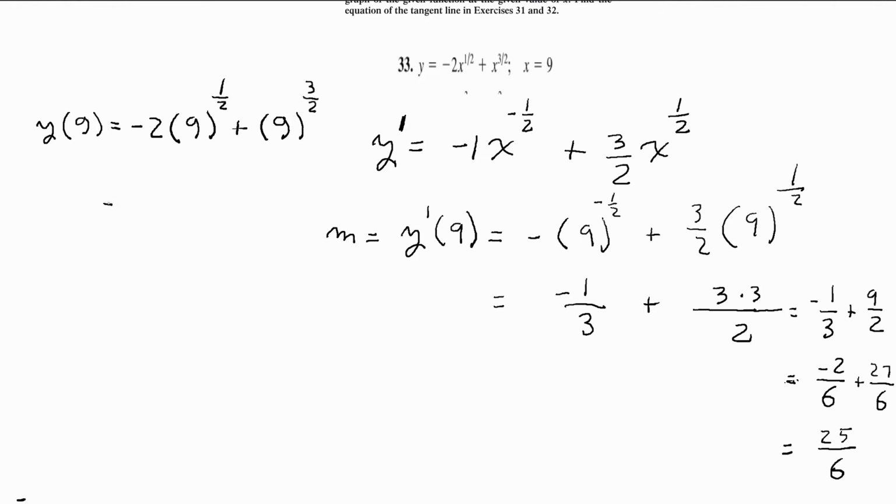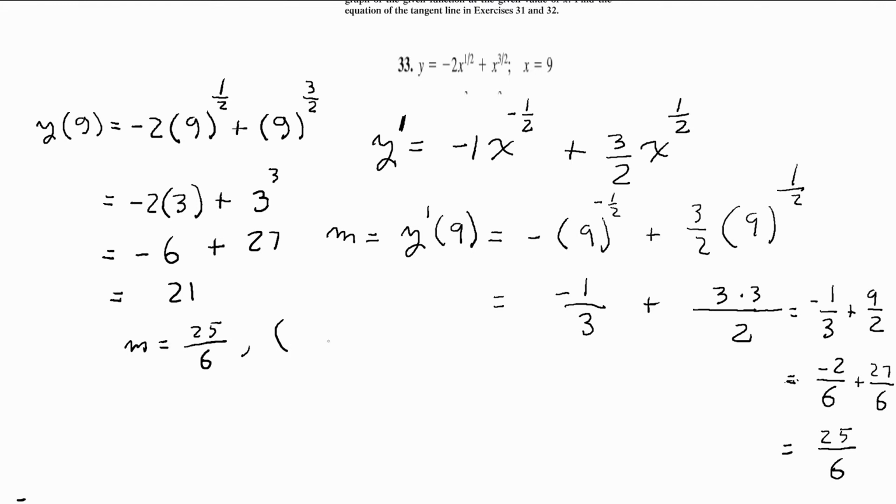Okay, so that's equal to negative 2 times 3 plus, if I take the square root of 9 I get 3, so this becomes 3 cubed, right? And so this is a negative 6 plus 3 cubed, that's actually 27. So that is equal to 21. Okay? So we have our slope, m, which is equal to 25/6.